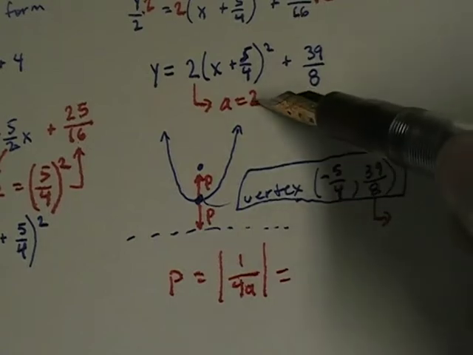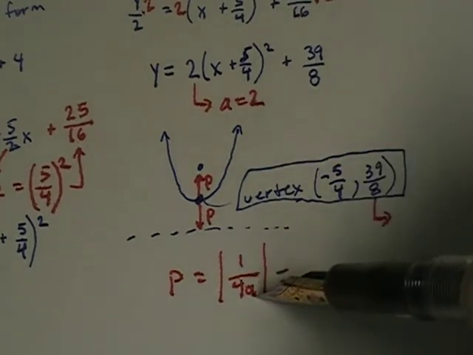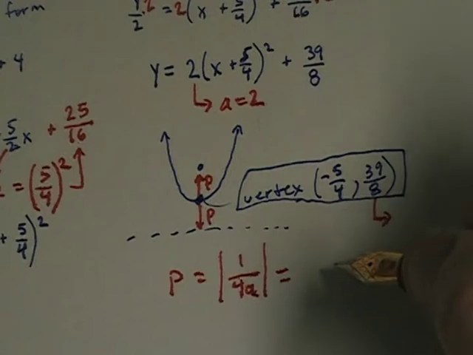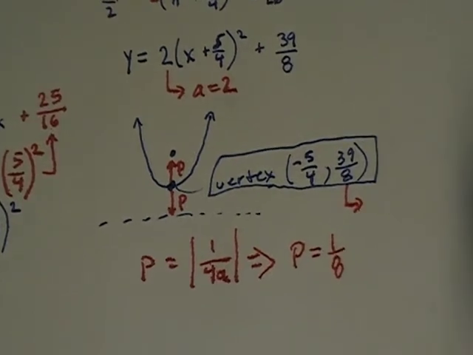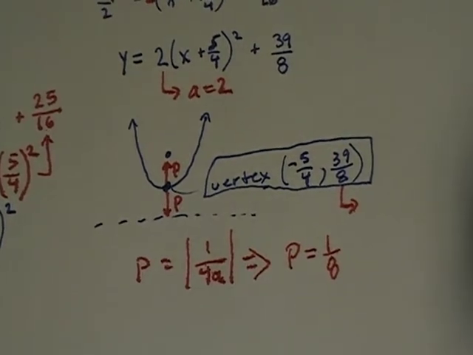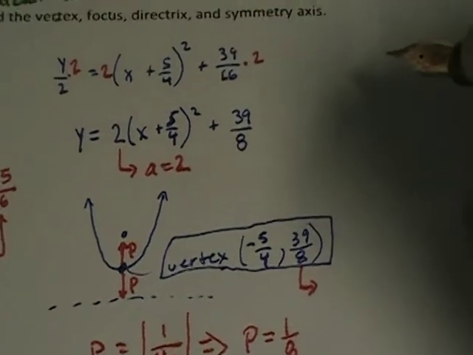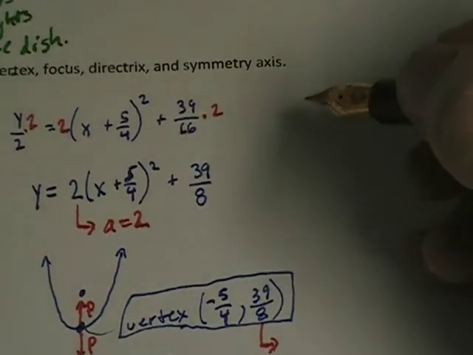Okay, so put that here. 2 times 4 is 8. So P equals 1/8. Okay, so what can we do with that?